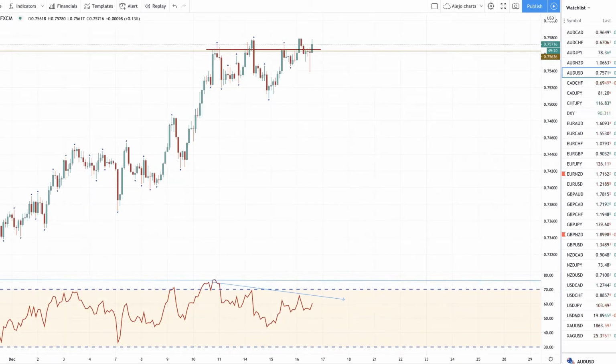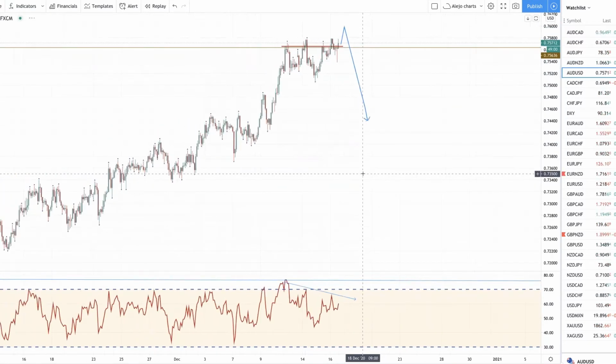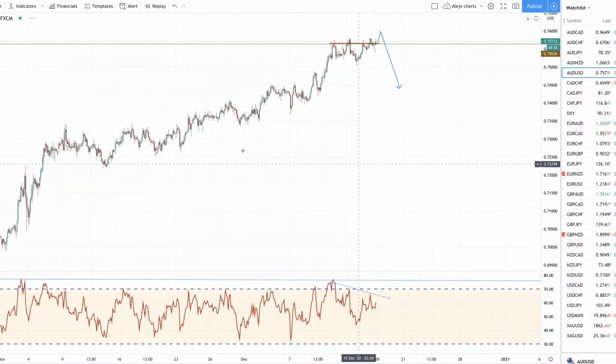We can't rule out, though, if that's the case, the probability that we get one last push higher above this liquidity pool to take out these stops here, and then a push down. That definitely cannot be ruled out. But I think its days are numbered in a big way. And so that's what I'm looking at in terms of Aussie US dollar.